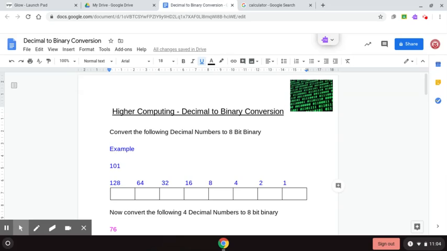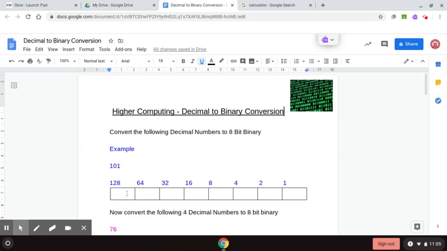So the first example from the worksheet I want you to look at is just converting the number 101 to 8-bit binary. If you're wondering why it's 8 bits, if you add up 128, 64, 32, 16, 8, 4, 2, 1, that's actually 8 bits, isn't it? Okay, so we're going to convert 101 to 8-bit binary. This is a bit of revision from National 5.